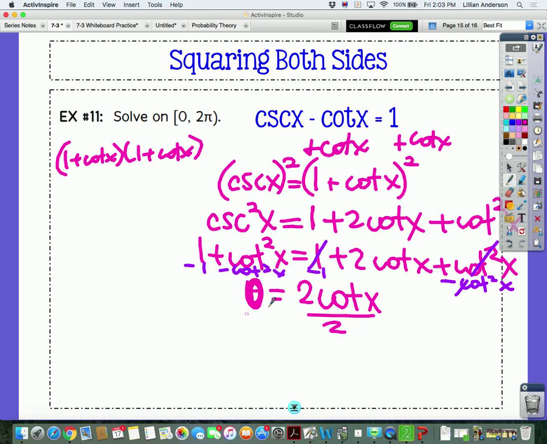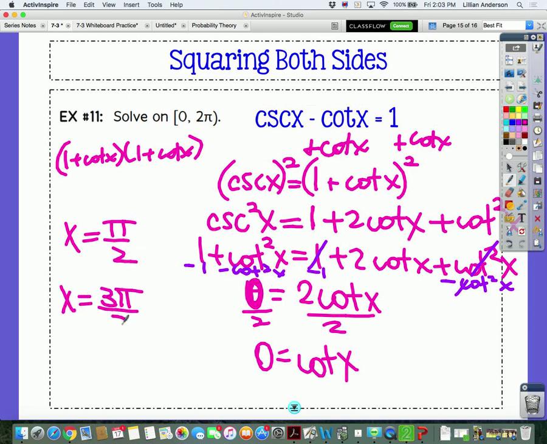So when you divide it, did you figure out where cotangent x equals 0? Pi over 2 and 3 pi over 2. But don't stop here. You have to check. Because we square both sides, we could have potentially created an answer that really is not an answer. So you check by plugging in. Old school plugging in. That's cosecant of pi minus cotangent of pi. It has to equal 1.